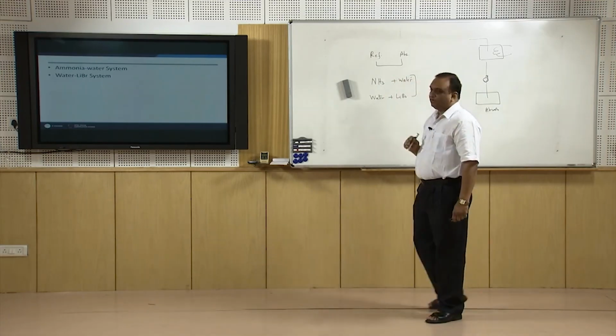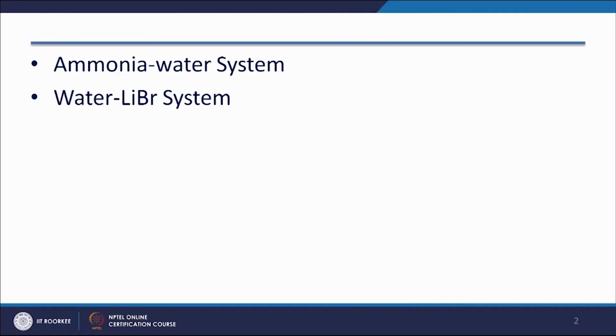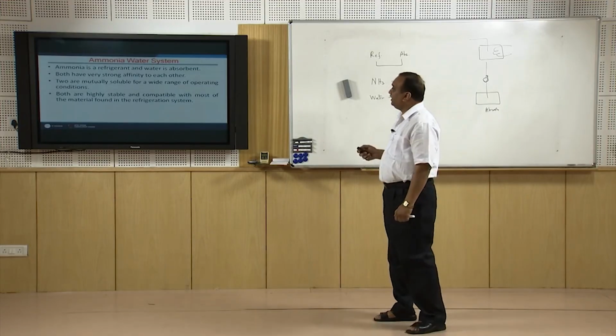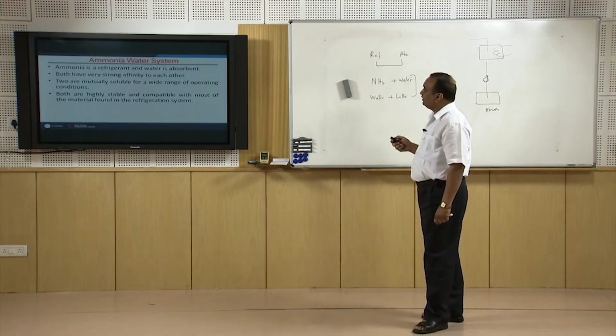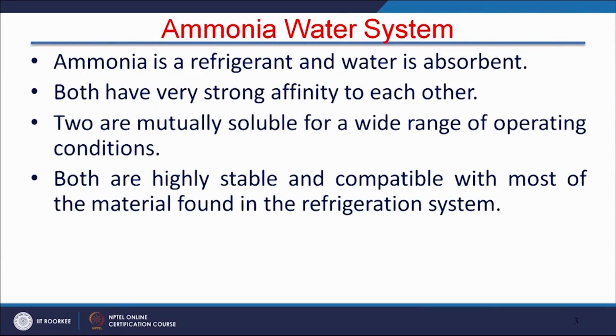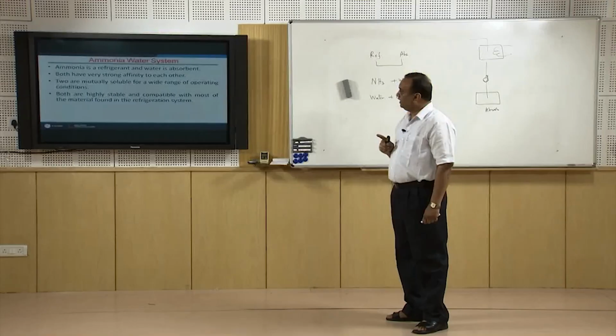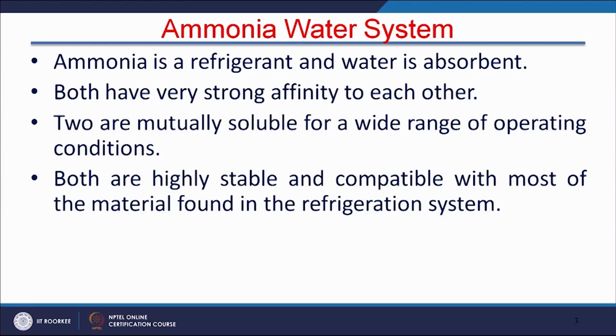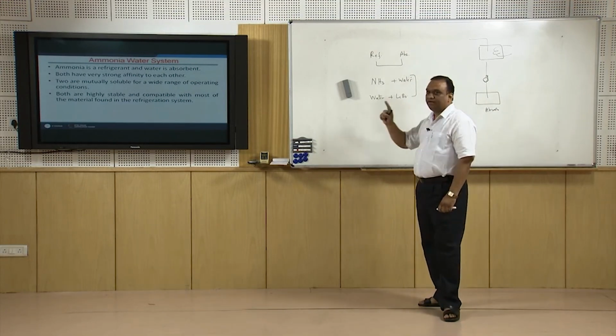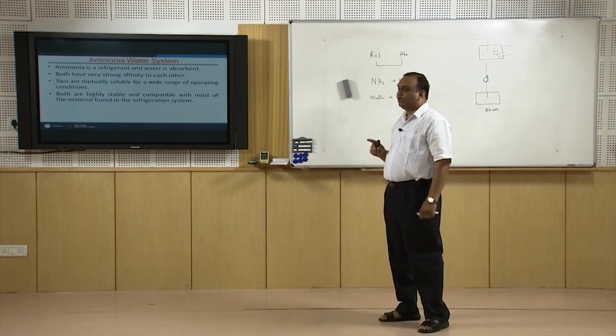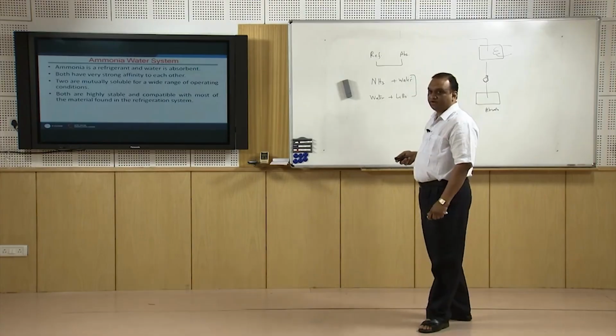Now, we will take them one by one. Let us start with the ammonia water system. This combination is taken because ammonia is a refrigerant and water is an absorbent, and they have very strong affinity to each other. The two are mutually soluble for a wide range of operating conditions, especially those existing inside the system. Both are highly stable and compatible with most of the material found in the refrigeration system, except copper. Copper is not compatible with ammonia, so wherever ammonia is used, copper fittings are not used.